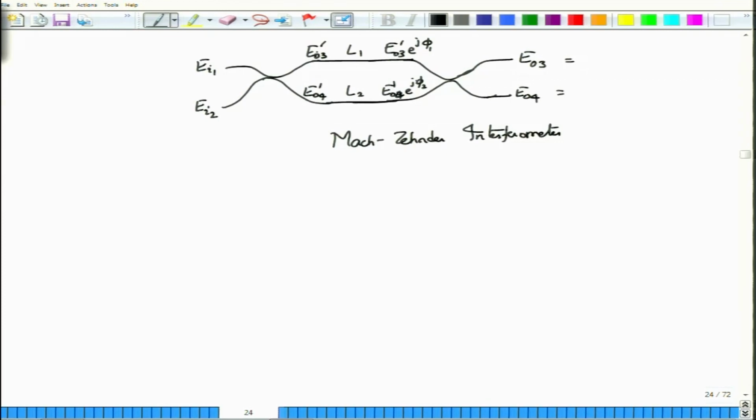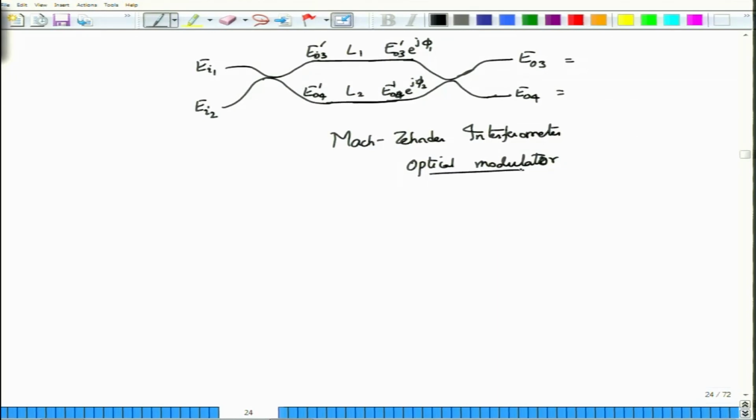So we will look at this device later on and use this Mach-Zehnder interferometer for optical modulation. This structure is widely used in optical modulators, and we will talk about that in the next module.